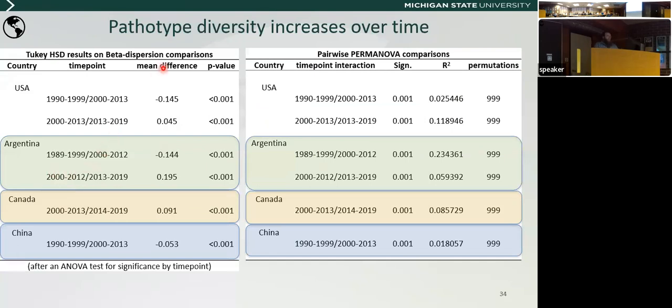So again, going back to pathotype diversity increasing over time, we had some observational evidence that that was the case, but we hadn't performed any statistical analyses to see if they were significant. Both the PERMANOVA as well as the Tukey HSD test were able to confirm that these are significantly different from one another. The mean difference shows that in general, the beta dispersion seemed to be increasing over time.